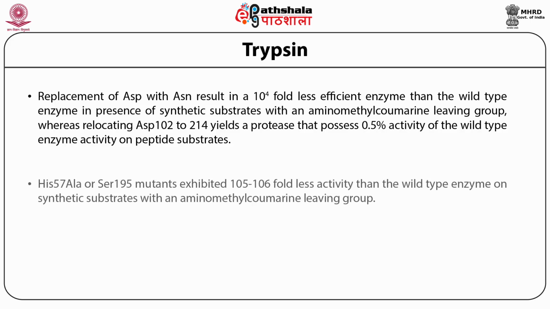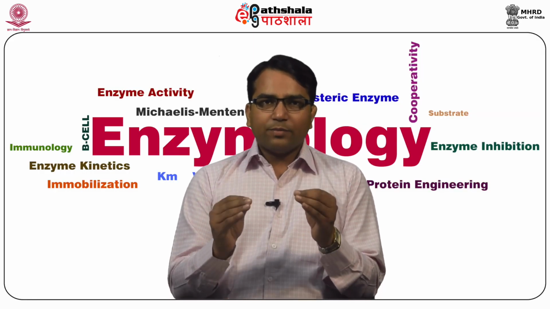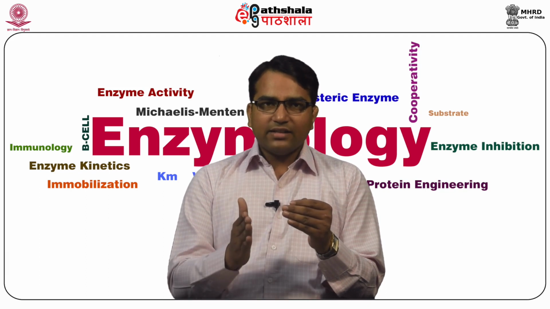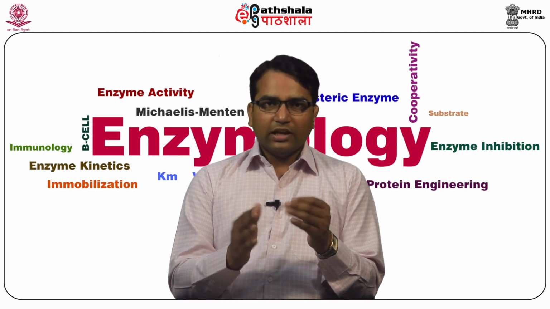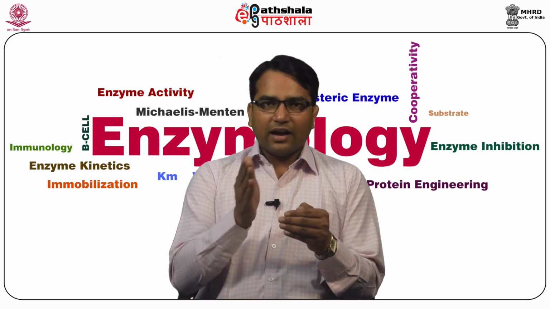Histidine 57 to alanine mutation or serine 195 mutation exhibits 10 to the power 5 to 10 to the power 6 fold less activity than wild type on the synthetic substrate. The residual activity in these mutants is due to other structural features in the proteases which help to stabilize the tetrahedral intermediate. Trypsin is an endopeptidase which cleaves C-terminal of lysine and arginine amino acid. That means you can say that they cleave a peptide after arginine or lysine.